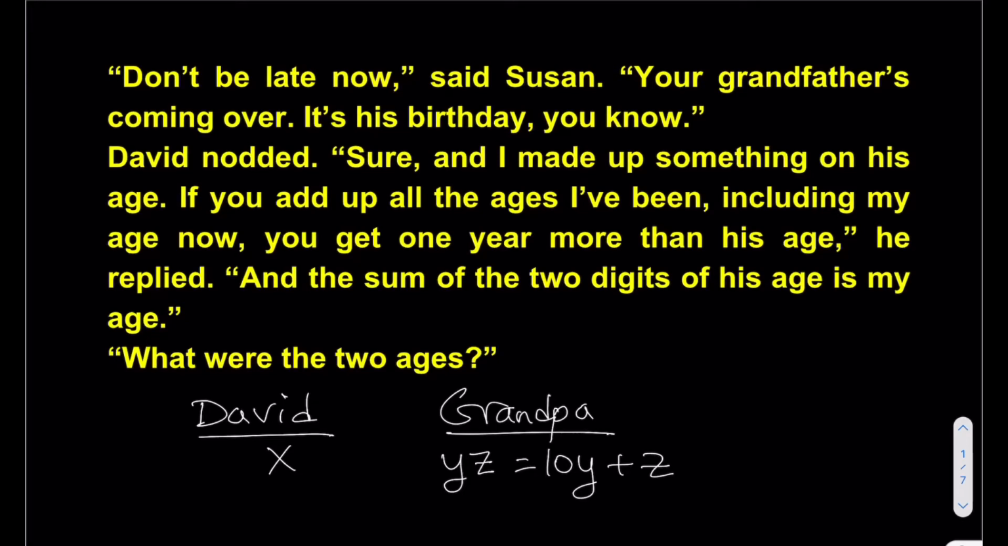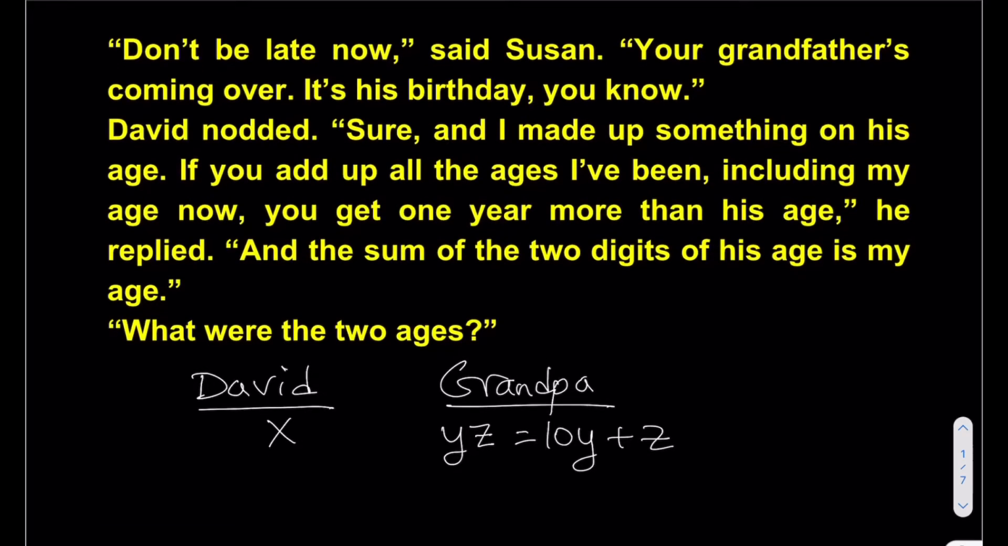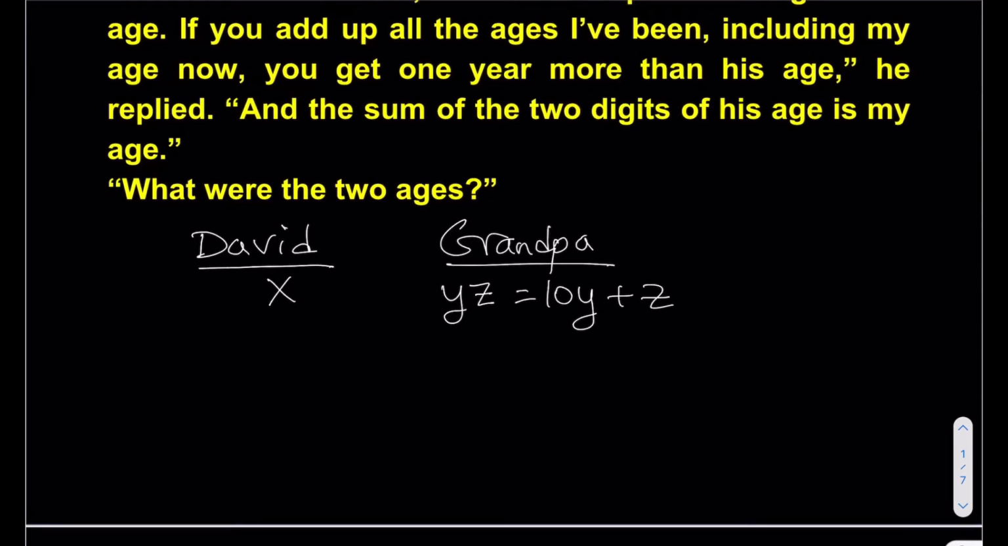Okay, so we're going to use the requirements given in the problem and put them into equations. The first sentence says, if you add up all the ages I've been, including my age now. So this is David talking. If you add up all the ages of David, meaning you start with 1, and then 2, and then 3, all the way up to x, because you're supposed to include the age now, this sum is equal to 1 year more than the grandpa's age. As we know, grandpa's age is 10y plus z, so this sum is going to be 1 more than 10y plus z.